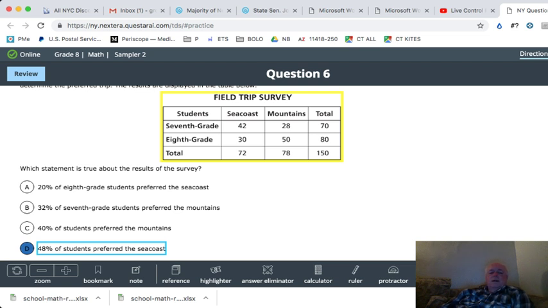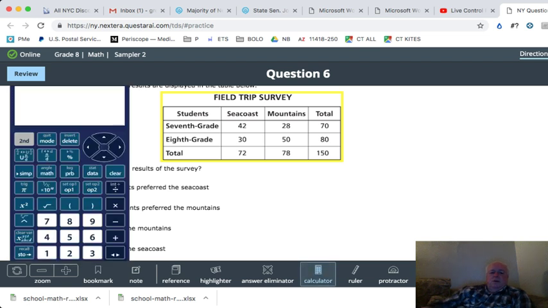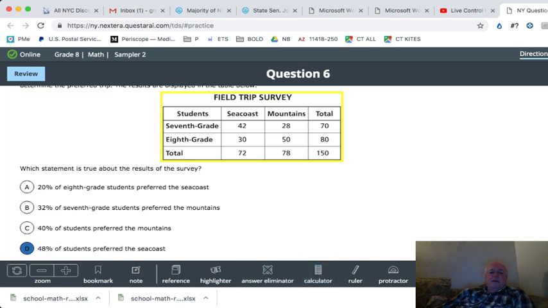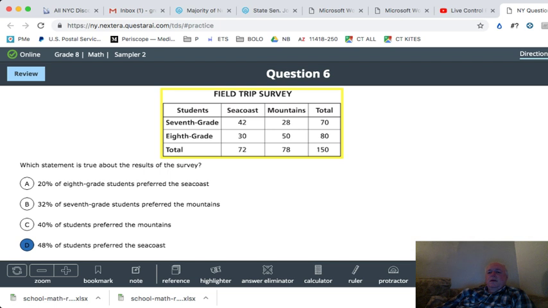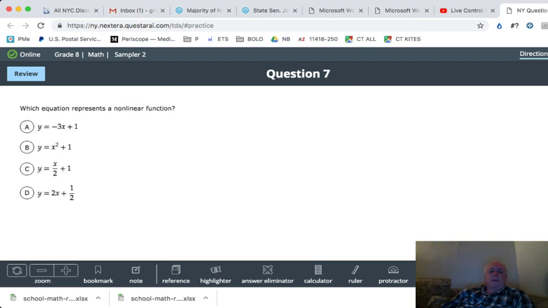And 48% of students, so this is the only one left. Let's make sure it's correct and that we didn't make a mistake on any other ones. So 48% of students prefer the seacoast. So 75 out of 150 is 50%, and let's just make sure on the calculator, 72 divided by 150 is 48.48, which is 48%. And there we go. And everybody lived happily ever after and had a great time on that trip. Okay, let's just check, 6 is D. Yes, okay.